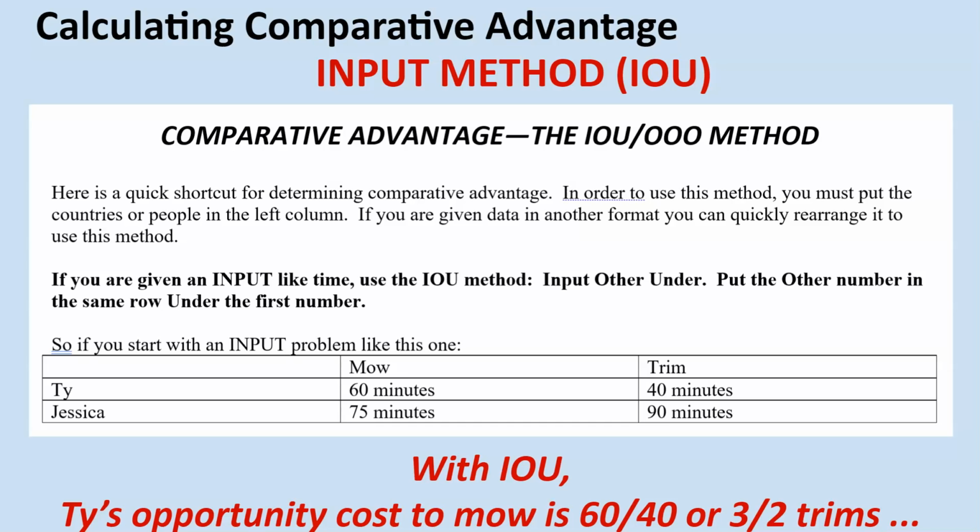Today we're going to look at calculating comparative advantage using the input method and the output method. So the IOU and the OOO method. And we're going to start with the input method.